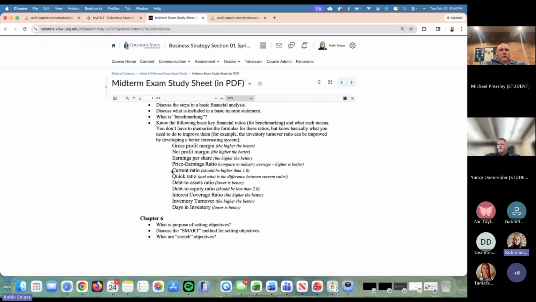The current ratio is easy to remember, current assets over current debt. The quick ratio just takes out your inventory because it's eliminating the things that might take some time. It's looking at true liquidity, the things you have right now.